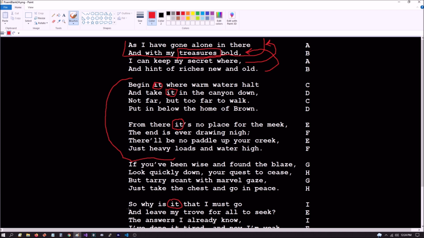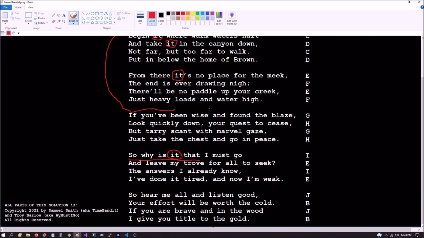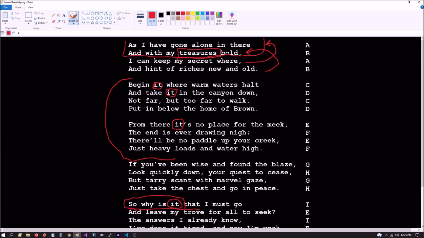He's telling you right here. So why is it? The H is silent. He's saying, so hear me on, listen. He's telling you to listen to the poem. So why is it? That's the independent clause. So why is it? He's confirming the state.